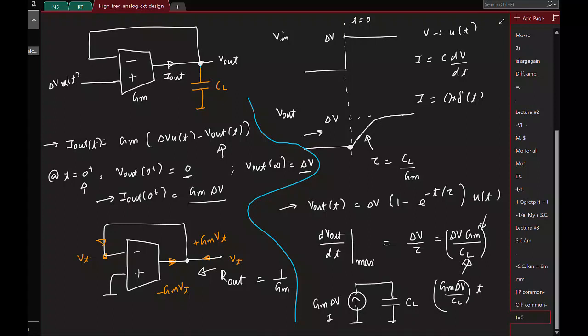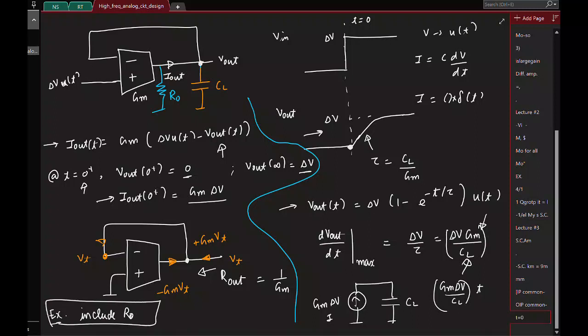So this is the maximum rate at which the output can rise. Here I have assumed Rout to be infinity. So again I will give you as an exercise to include Rout. By Rout I mean the Gm has an intrinsic output resistor, say R0. With this, please redo this calculation.